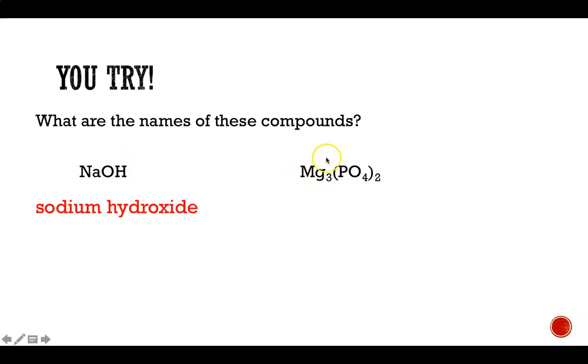Same thing here. I've got 1, 2, 3 elements, and so this would be called magnesium. And then I look at my chart to find out what the name of this is, and it's phosphate. So this would be called magnesium phosphate.